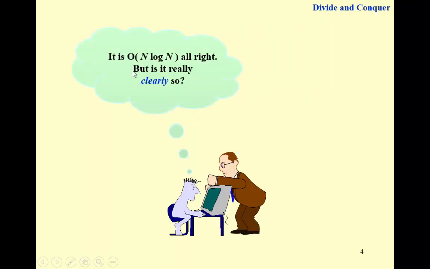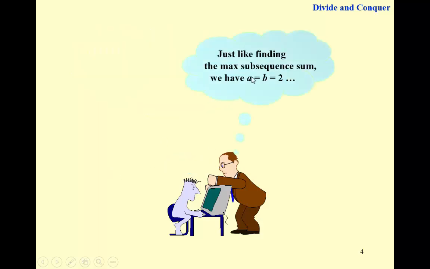Well, the conclusion is that we do have an n log n algorithm, but is it really clearly so? If we are not careful, we're not going to get this n log n. We'll probably end up at n squared. Let's see why. Just like finding the maximum subsequence sum, we have a equals b equals 2. That means we divide the problem into two parts, roughly equal sized, and then just sum them up.